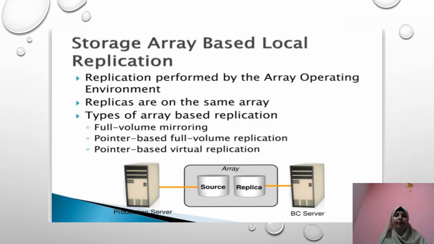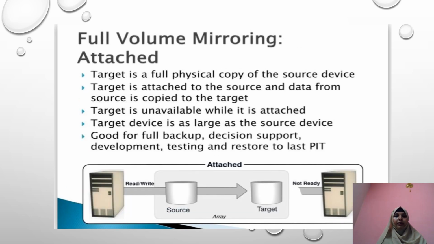The first one is the production server, source, replica array, and the BC server. Full volume mirroring attached: the target is a fully physical copy of the source devices. The target is attached to the source and the data from the source is copied to the target. The target is unavailable while it is attached. The target is as large as the source devices, good for a full backup, decision support, development testing, followed by the restore to the last PIT.